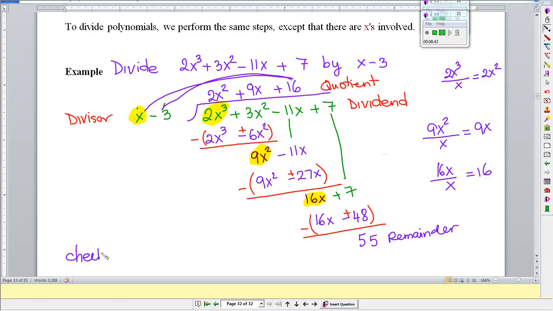Therefore you can check it. This is how you check again: you take your divisor times your quotient plus the remainder, and if it equals your dividend, then it means that we found the correct quotient.